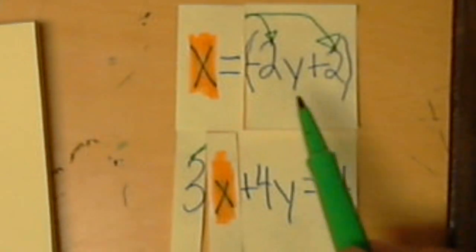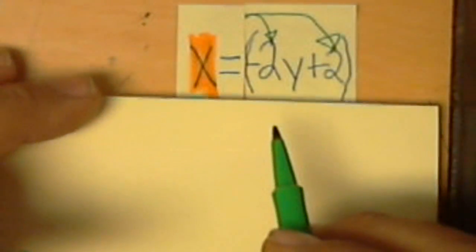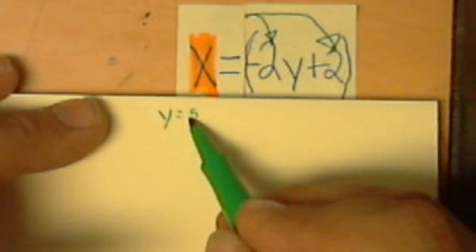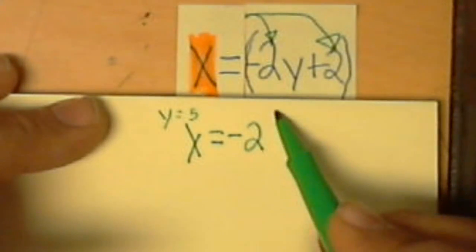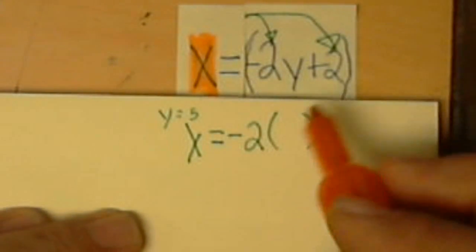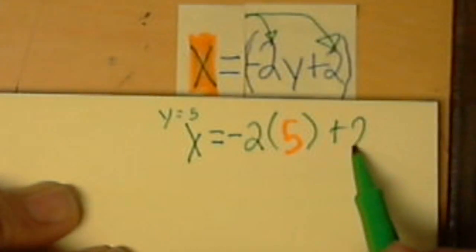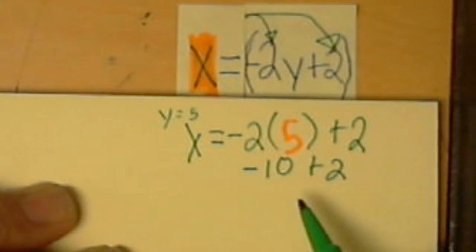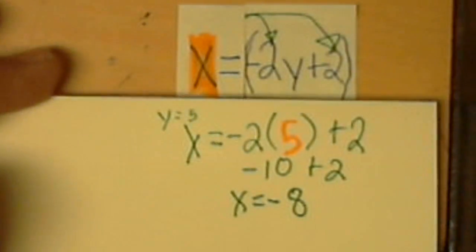So if we look, I'm going to take this equation next. I'm going to take x equals negative 2y plus 2, and in this place, I'm going to put y equals 5. So now we're going to take x equals negative 2, and in place of y, I'm going to write the 5, plus 2. Negative 2 times 5 is negative 10, plus 2. Those combine and you get negative 8. So now x equals negative 8.